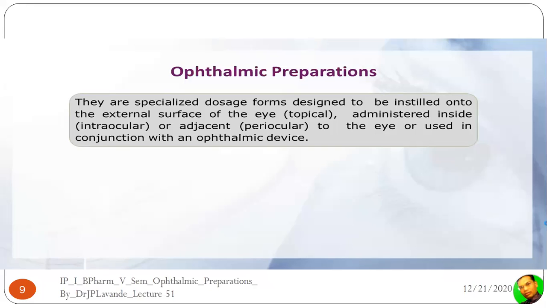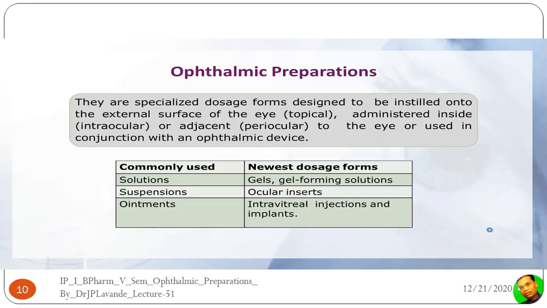So these require the ophthalmic devices, like say there is a dropper in order to instill the eye drops, right? Or there is an ointment which is to be introduced with the help of a device, like say the tubes or collapsible tubes, isn't it? So that is the ophthalmic devices or the ophthalmic preparations.